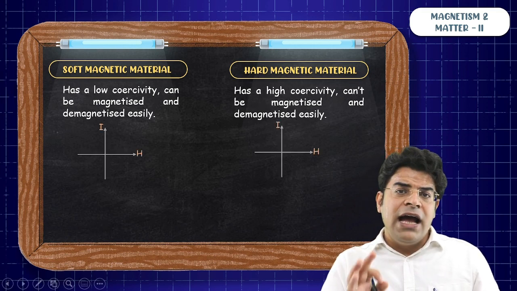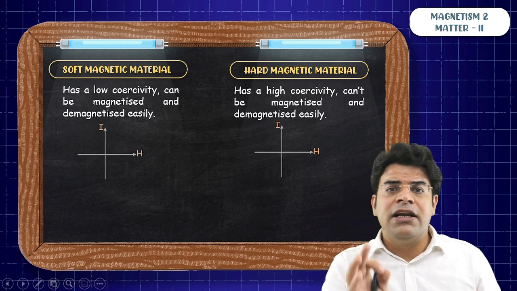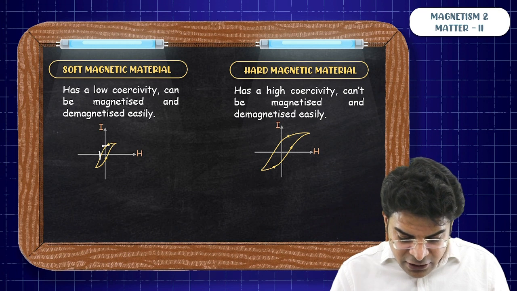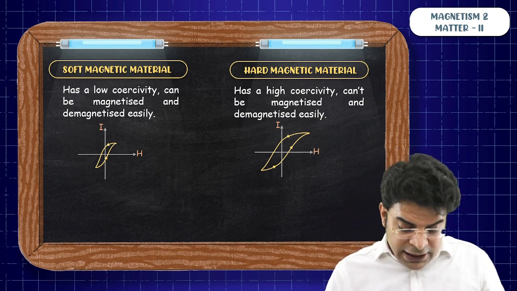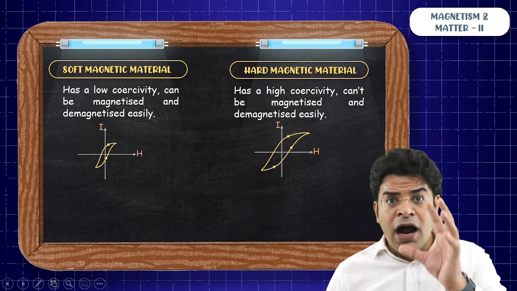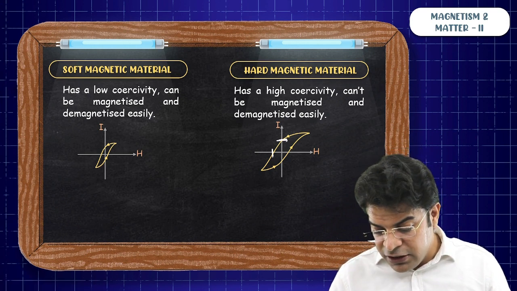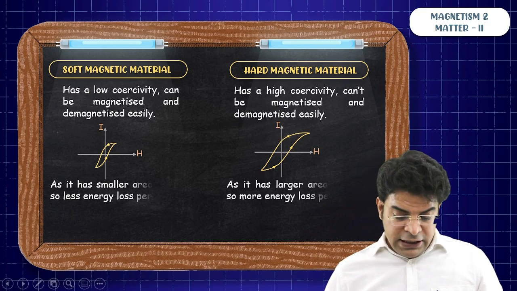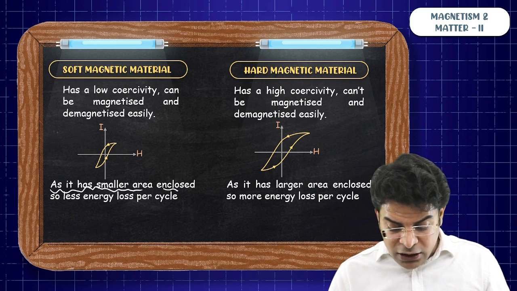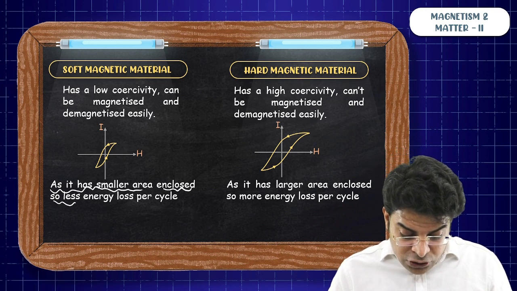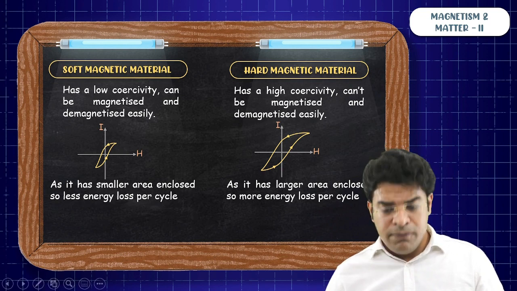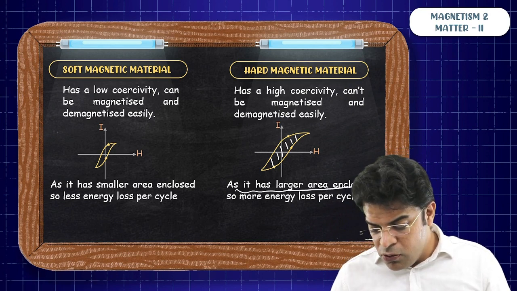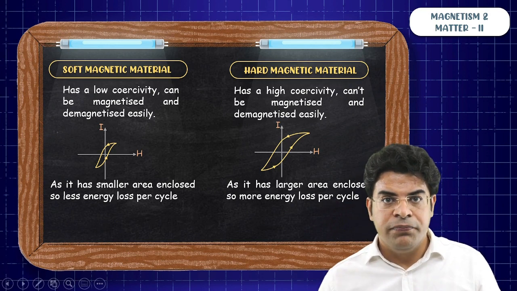Now, if we look at the IH graph of soft magnetic material and hard magnetic material. For soft magnetic material, the coercivity and retentivity both have got smaller value. So the area enclosed by the graph is small. For hard magnetic material, the coercivity and retentivity both are large. So the area enclosed by the graph is more. So you will say that as it has got smaller area enclosed within the hysteresis loop, there is less energy loss per unit volume per cycle, and as it has got more area enclosed within the hysteresis loop, there is more energy loss per unit volume per cycle.